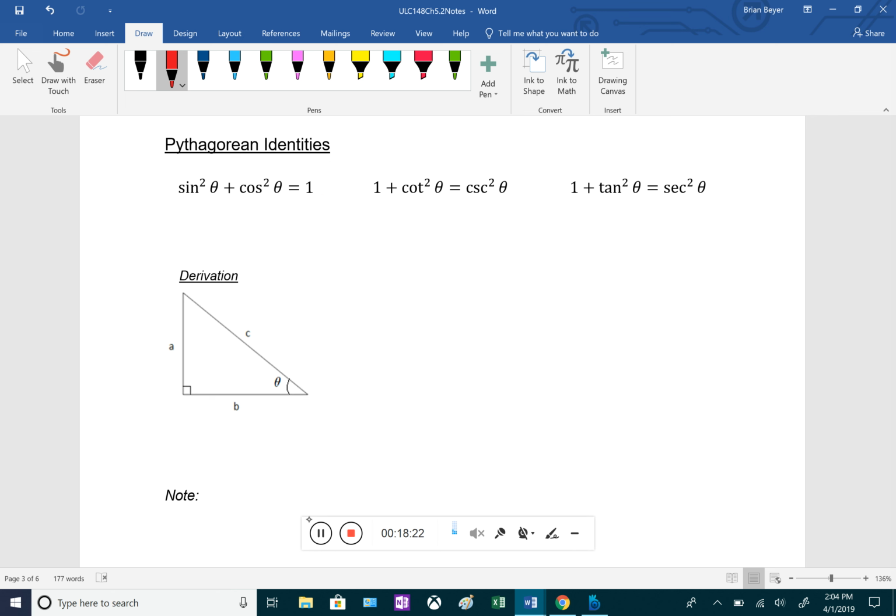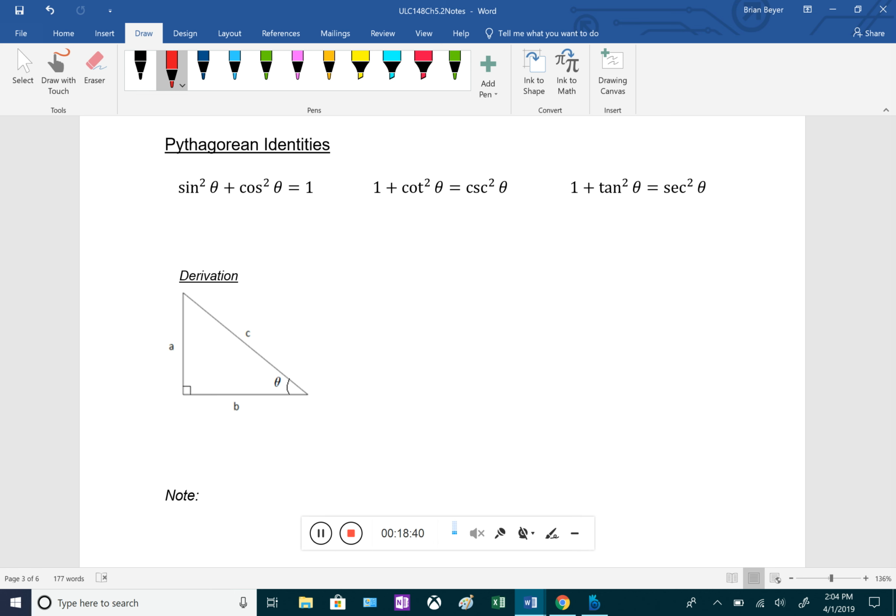And for the last one, 1 plus tan squared theta equals secant squared theta. That would be the original one with everything divided by cosine squared theta, and it would be rearranged a little bit. Okay, so these are the Pythagorean identities.